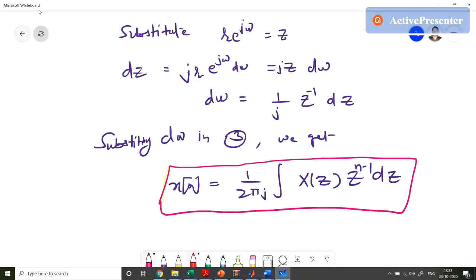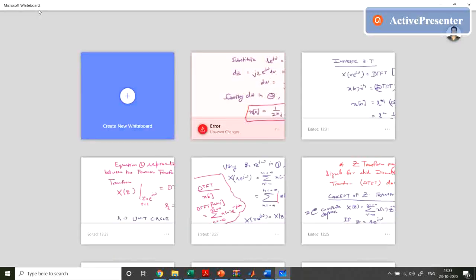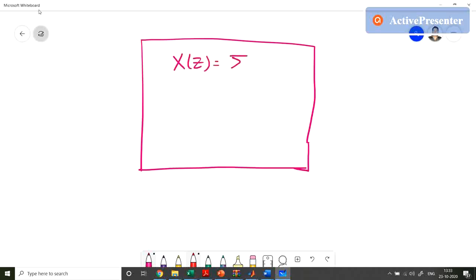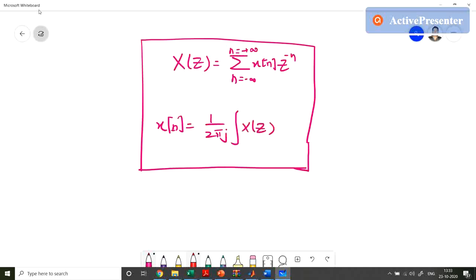So I am summarizing. For the derivation, in GATE they do not ask about the derivation, but you have to remember the final result. The final result is, for calculation of X(z), the formula is X(z) equals the summation from n equals minus infinity to plus infinity of x[n] z raised to the power minus n. And if you want to find the inverse Z transform, it is equal to 1 divided by 2 pi j, integration of X(z) z raised to the power n minus 1 dz.